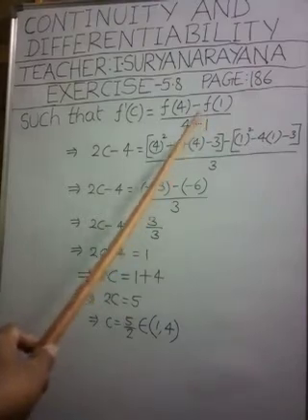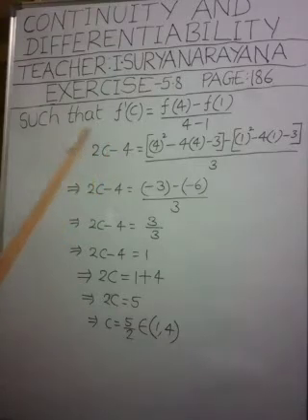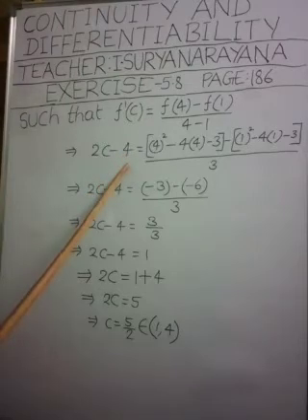Understood this step, my children? Right. This implies f'(c) means 2c minus 4. We have already found f'(x). In that function, substitute x is equal to c. Then we get this LHS part. Understood this LHS part, my children?